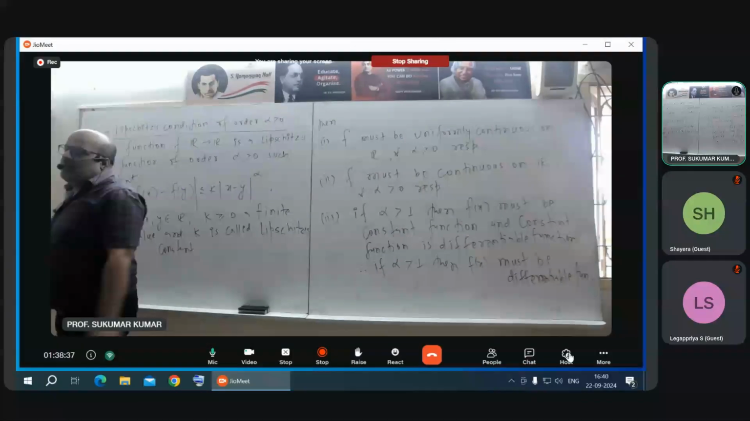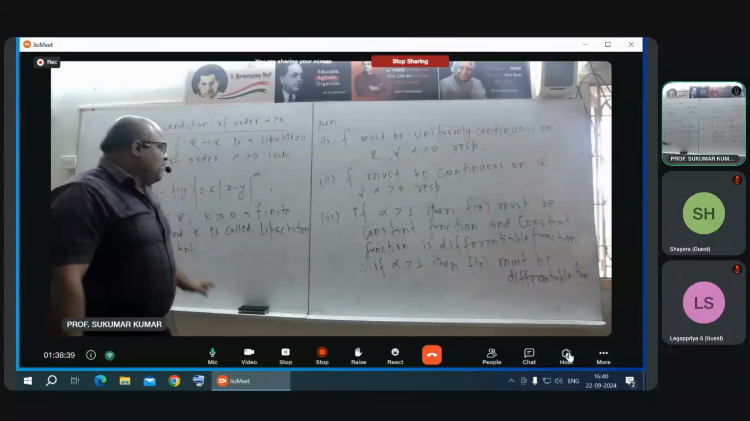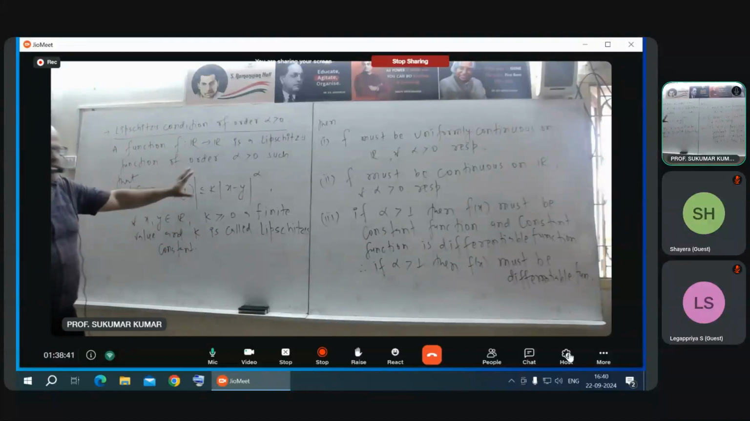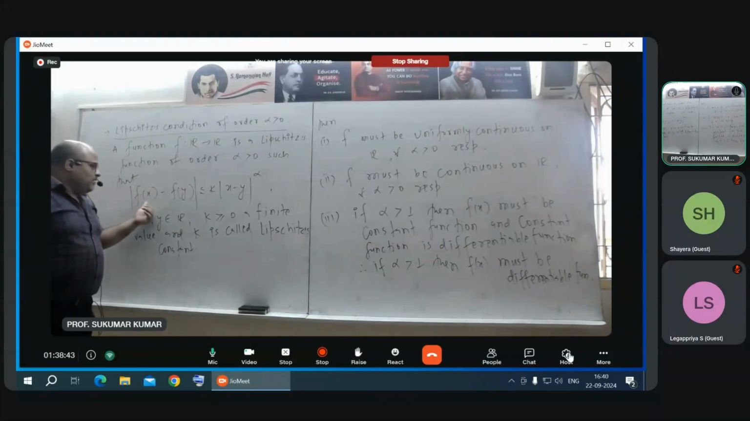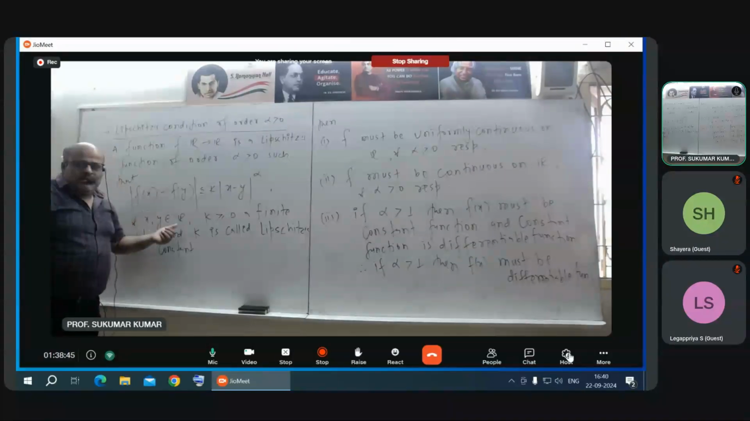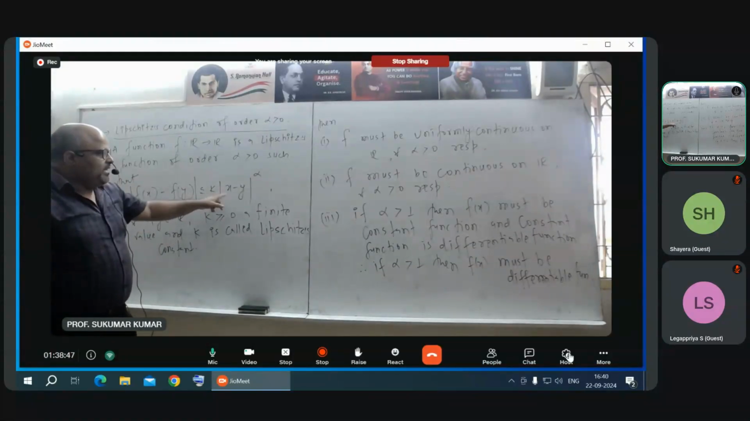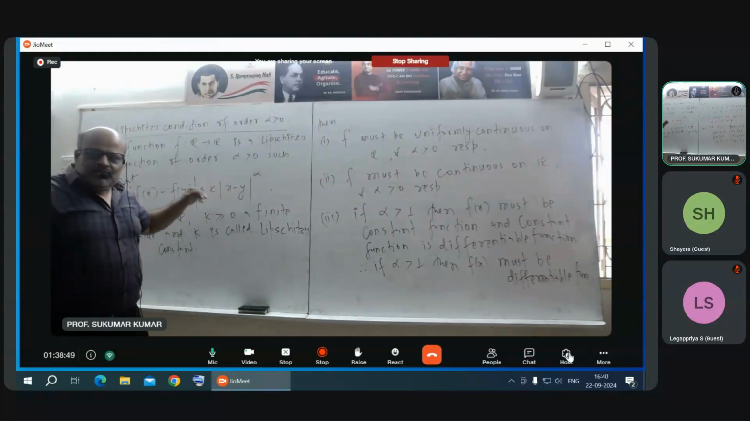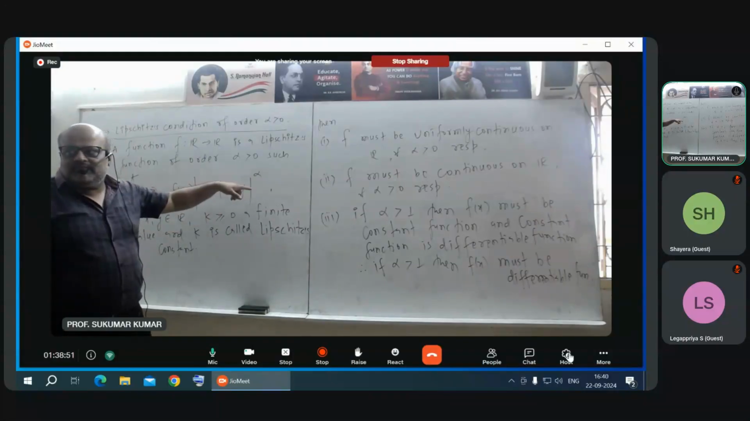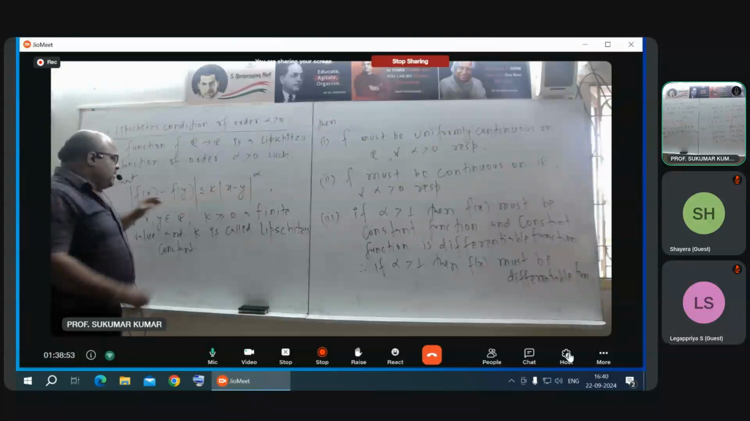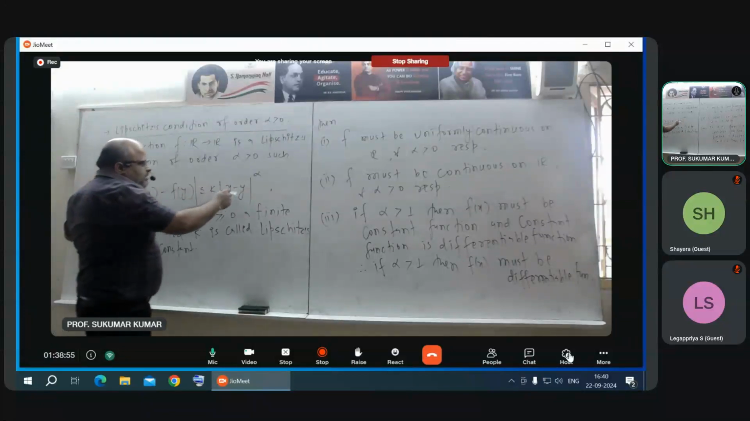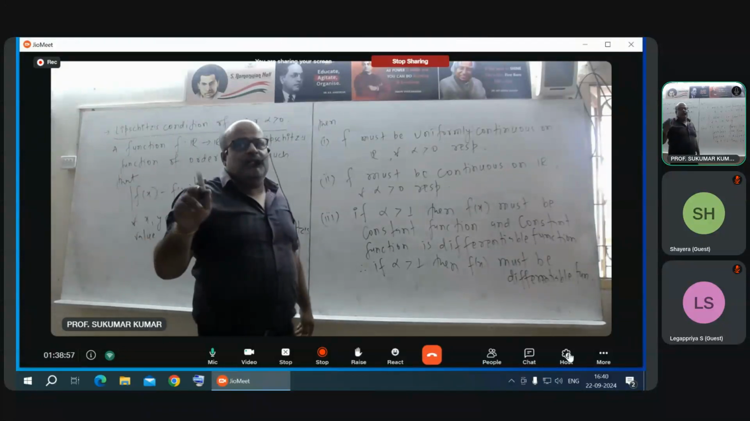Lipschitz condition of order alpha. Order alpha means this is just the Lipschitz condition. Lipschitz condition we already know: modulus of f of x minus f of y by x minus y is less than or equal to k. This only we know. So you can think, if I write x minus y here, then here will come modulus of x minus y to the power alpha minus 1.